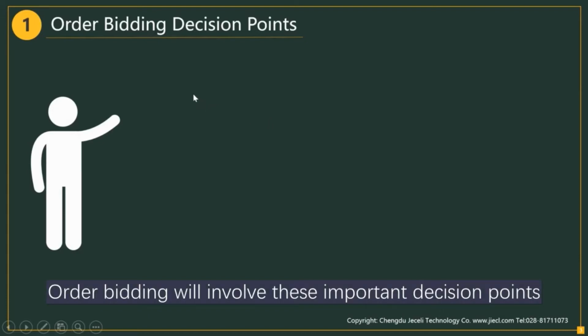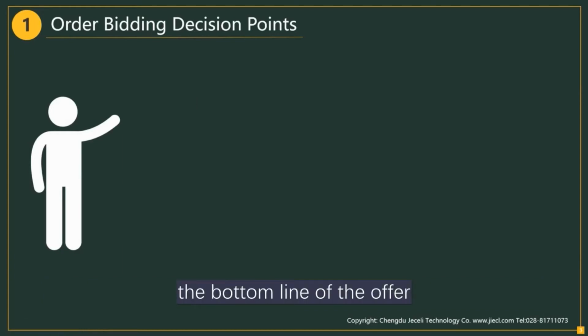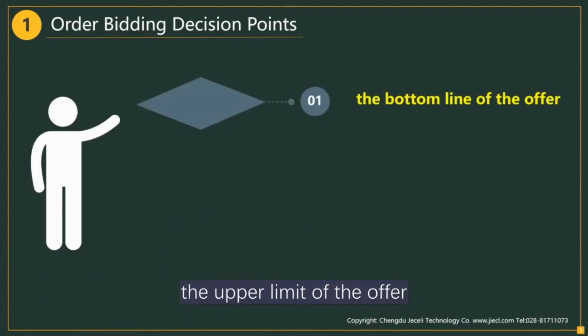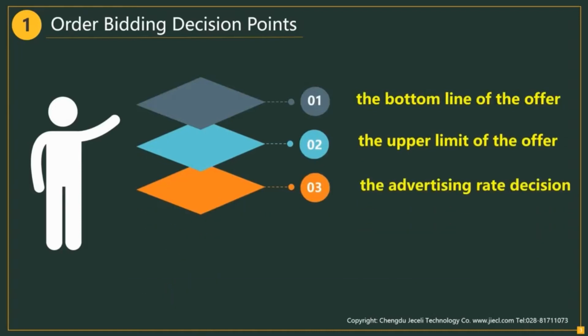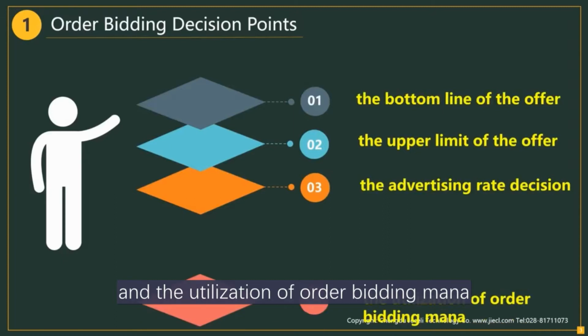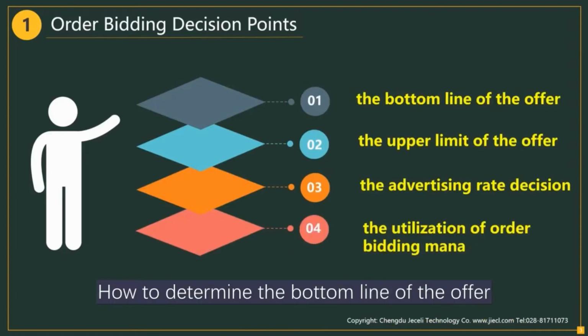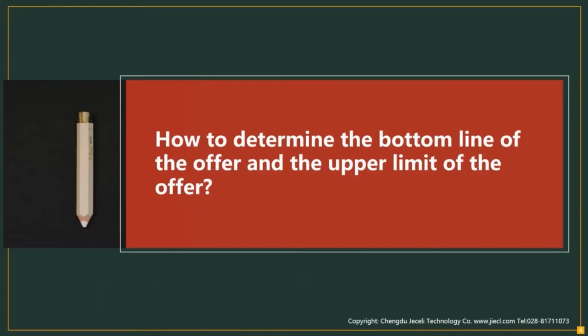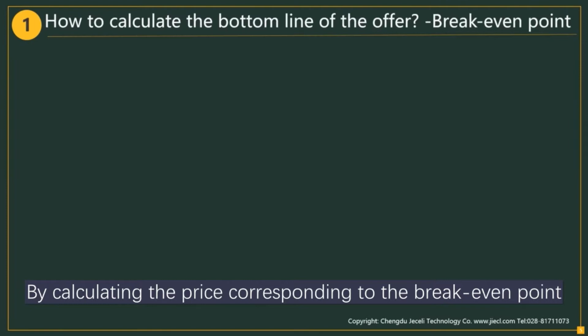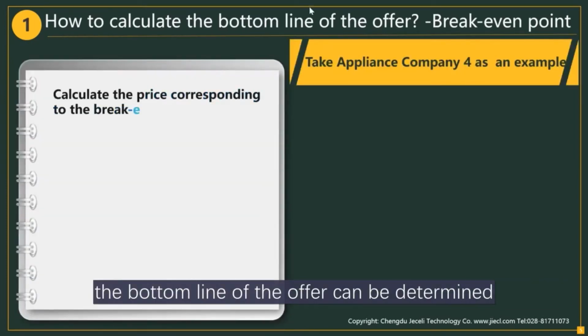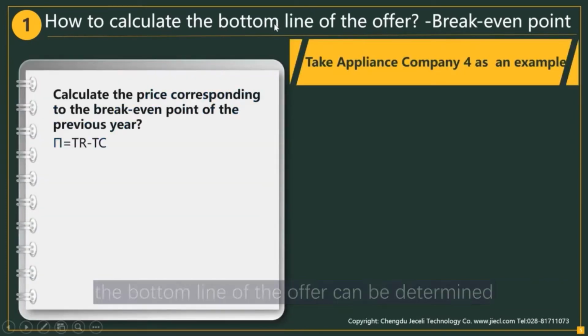Order bidding will involve these important decision points: the bottom line of the offer, the upper limit of the offer, the advertising rate decision, and the utilization of order bidding mana. How to determine the bottom line of the offer and the upper limit of the offer? By calculating the price corresponding to the break-even point, the bottom line of the offer can be determined.